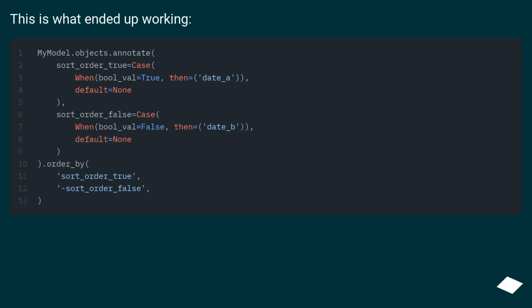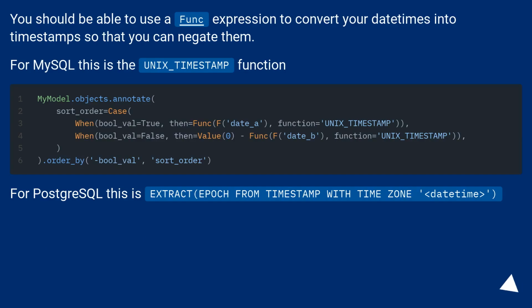This is what ended up working. You should be able to use a Func expression to convert your datetimes into timestamps so that you can negate them. For MySQL, this is the UNIX_TIMESTAMP function. For PostgreSQL, this is extract epoch from timestamp with time zone, datetime.